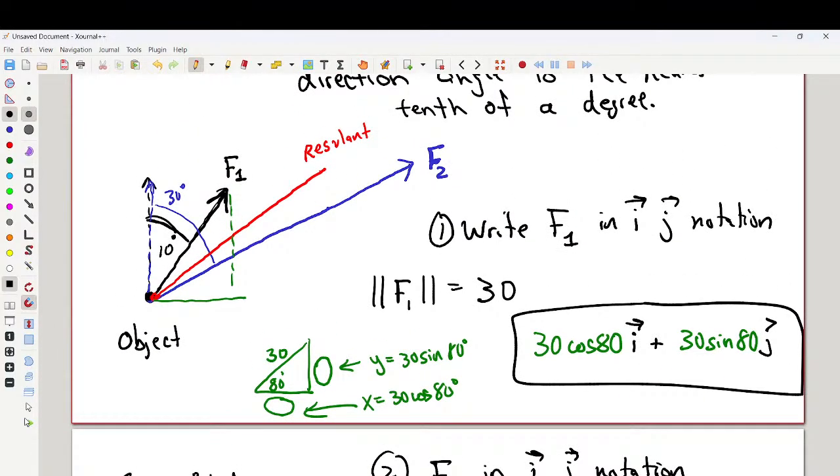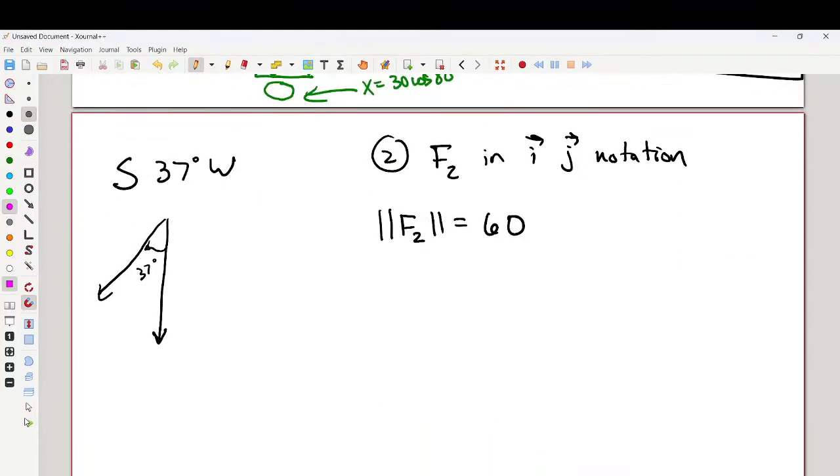Magnitude of F2 is 60. That was told to us. But I need to think about this as my angle. If this is 30 degrees, what's the complement of 30? 60. What is this X component going to be? 60 cosine 60. What's this Y component going to be? 60 sine 60.